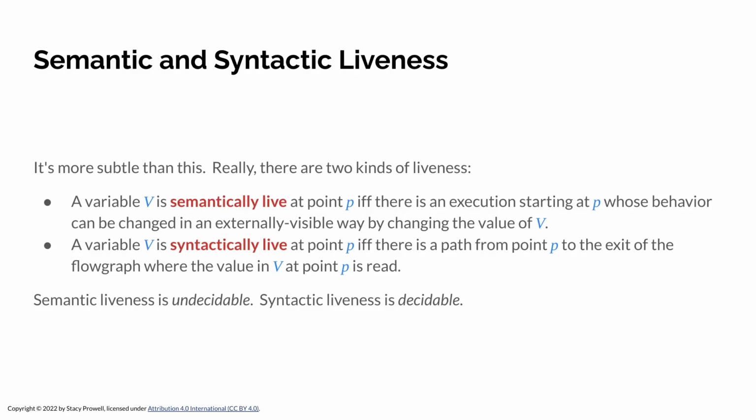Semantic liveness is in general undecidable. Syntactic liveness is generally decidable. I'm hedging a bit because there is a distance between bytes in a file and disassembly and determining that something is or is not read. And that can introduce some undecidability. So in general, we think of semantic liveness as undecidable. In general, we think of syntactic liveness as decidable.